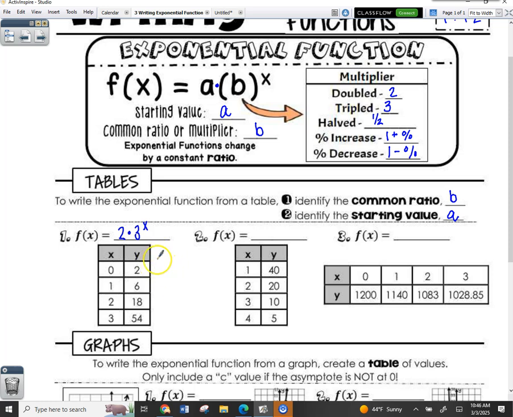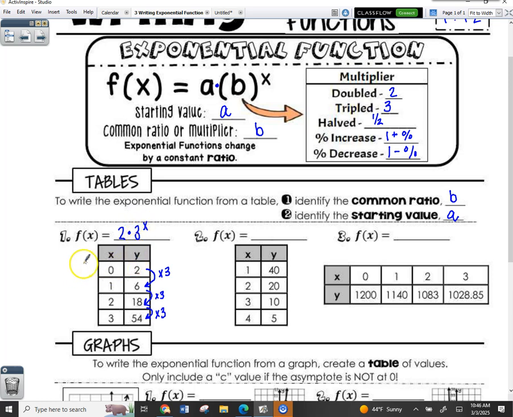Now, let me explain the math behind it. You see how this is counting 0, 1, 2, 3? Okay, come over here. Look at this. How do you get from 2 to 6? Multiply by 3. How do you get from 6 to 18? Multiply by 3. How do you get from 18 to 54? Times 3. That's exactly why 3 is right here.